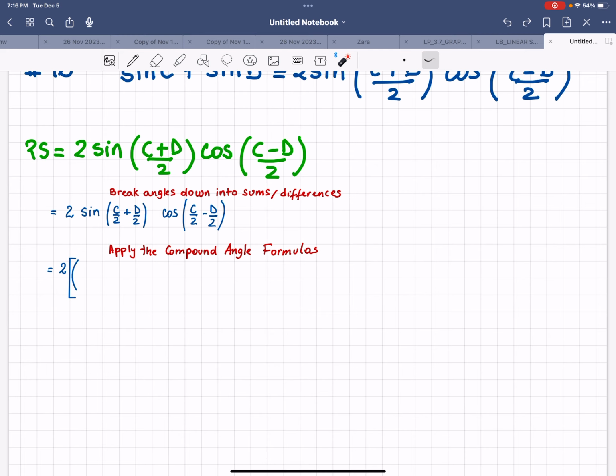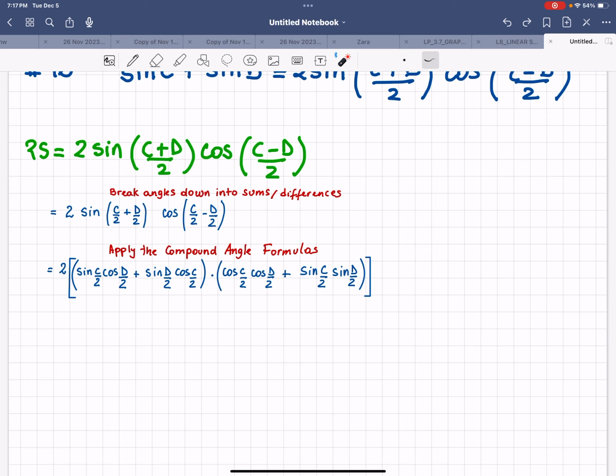So we're going to have sine C over 2 multiplied by cos D over 2. And then they will switch around. So sine of D over 2, the angle will switch, cosine of C over 2, close the brackets. Now this will multiply. Cos of (C over 2 minus D over 2) would be cos C over 2 cos D over 2 plus sine C over 2 sine D over 2. Close the brackets, close the big brackets.